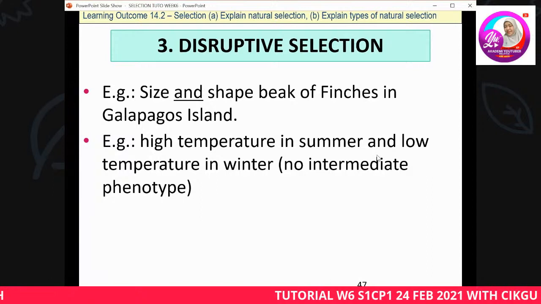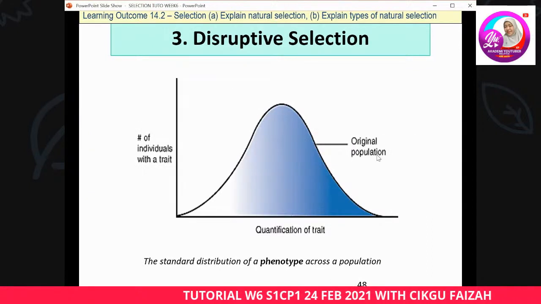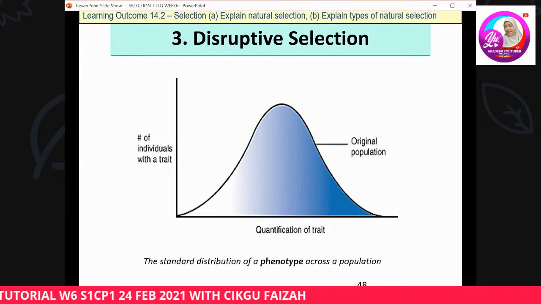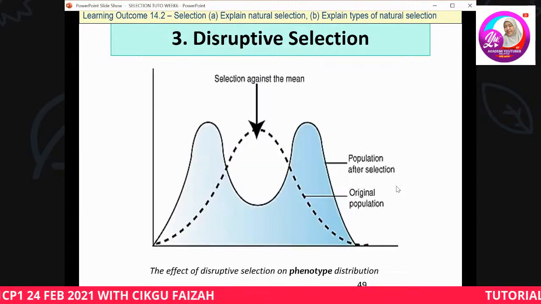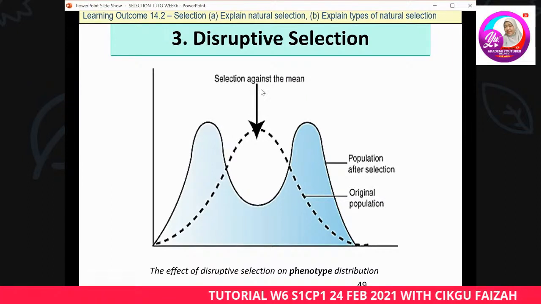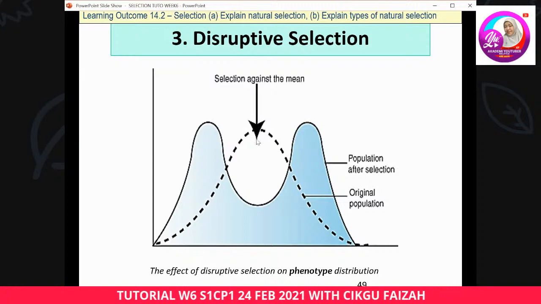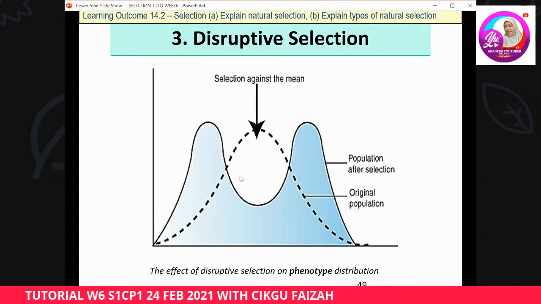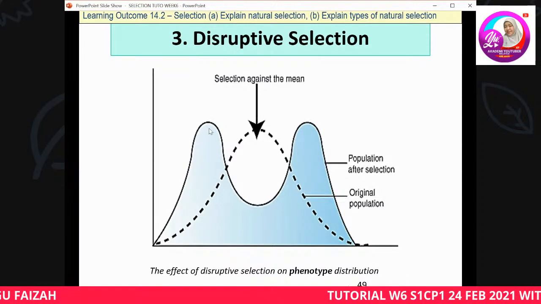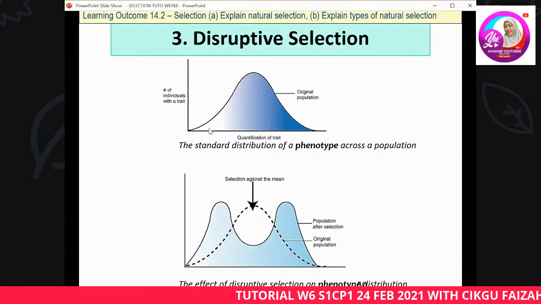So this is how the pattern of curve shows. From the original population like this, you can see the pressure put on the intermediate. So the individuals of the intermediate will slowly reduce. Can you see here? It will slowly reduce and leave out the two extremes, which will still be maintained. This is what we call disruptive selection.